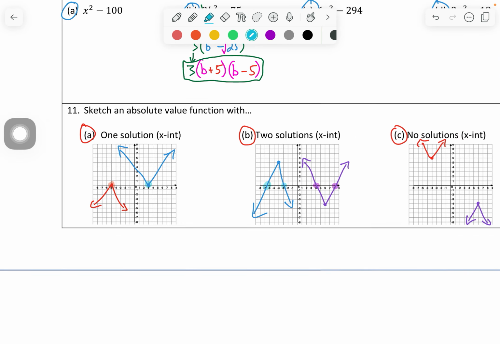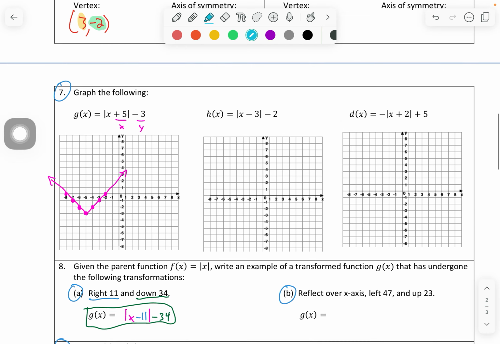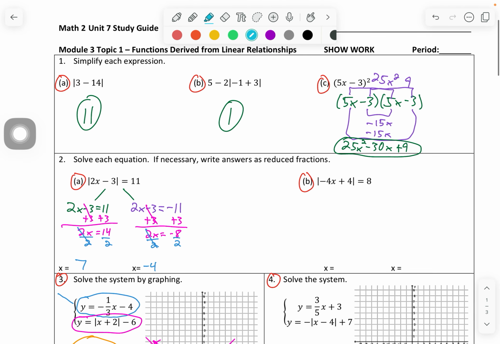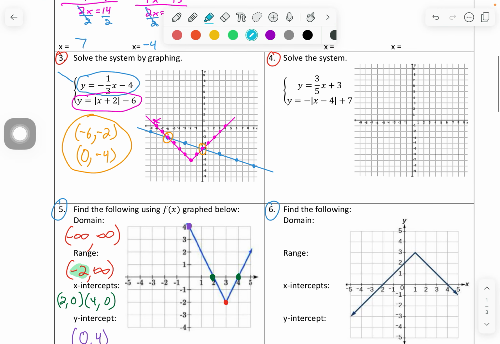All right, that's your test. Study guide. You can go through, practice some of these, and we'll have the first part of the test tomorrow.